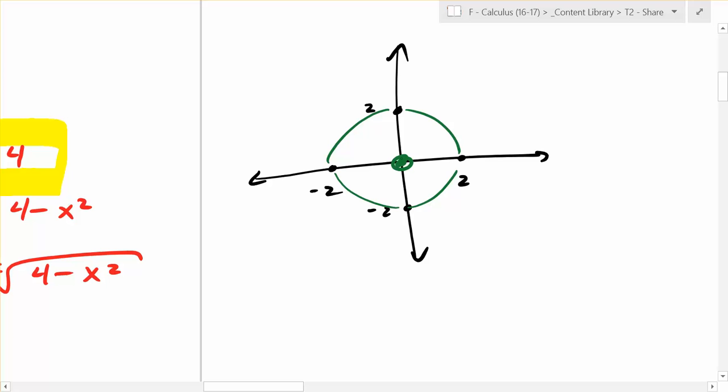Exactly. So here's the thing. Is that a function? Nope. It doesn't pass the vertical line test. Are there vertical lines that pass through more than one point? Yeah. So if you're going to define this, you need at least 2 functions. What are those 2 functions?